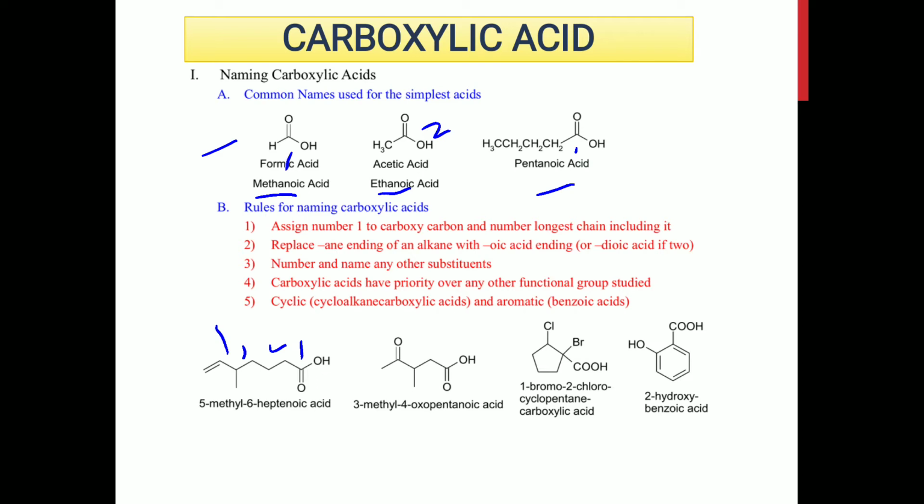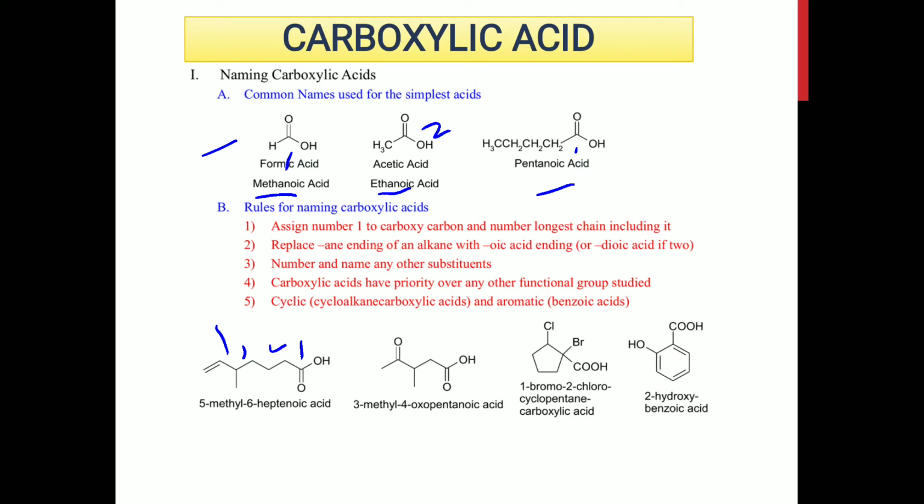Then the second rule says replace the ANE ending of the alkane with OIC acid. The parent alkane ends with ANE, and we replace that with OIC acid, because oic acid is the suffix of carboxylic acids. And if there are 2 carboxylic acid groups present, then we name it dioic acid. The third rule says number and name any other substituent. If any other substituent is present, name it also.